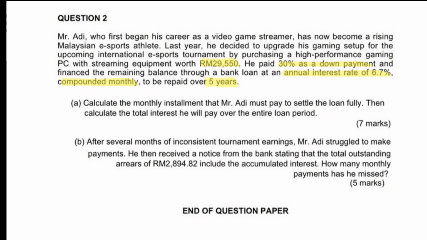He paid 30% as a down payment. A down payment is a small initial payment made before paying the full balance. He financed the remaining balance through a bank loan at an annual interest rate of 6.7% compounded monthly, to be repaid over 5 years. That means he borrowed the remaining amount from the bank with 6.7% yearly interest, and he will repay the loan over 5 years. So let's look at question A. Calculate the monthly installment that Mr. Adi must pay to settle the loan fully. Then calculate the total interest he will pay over the entire loan period.